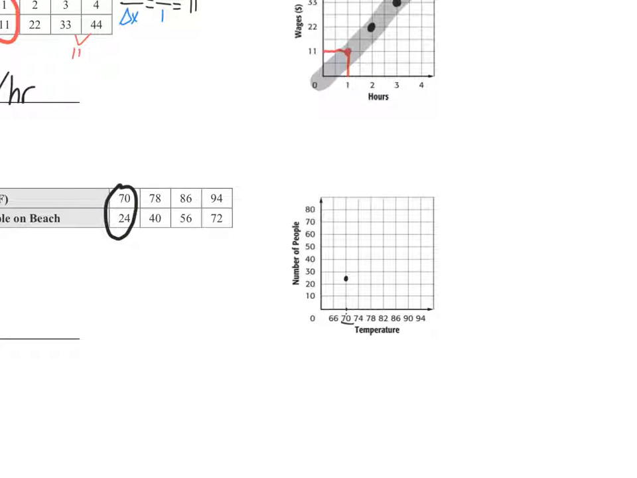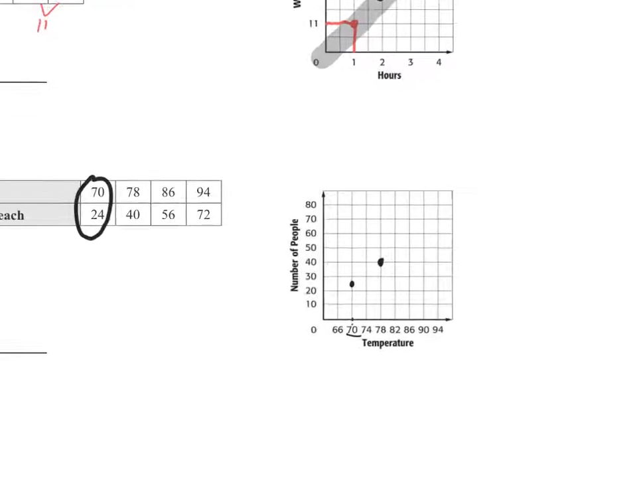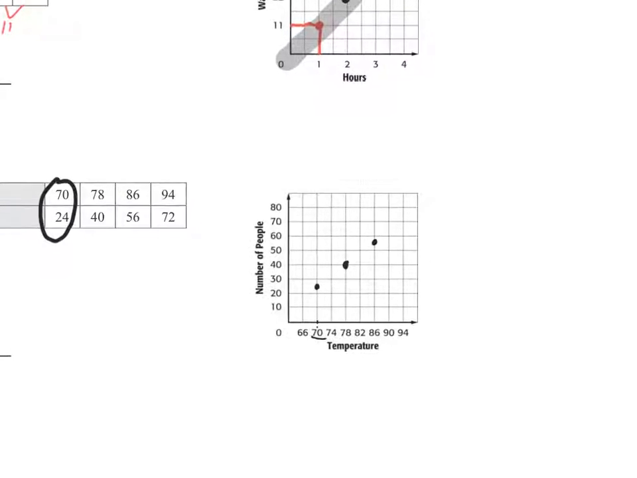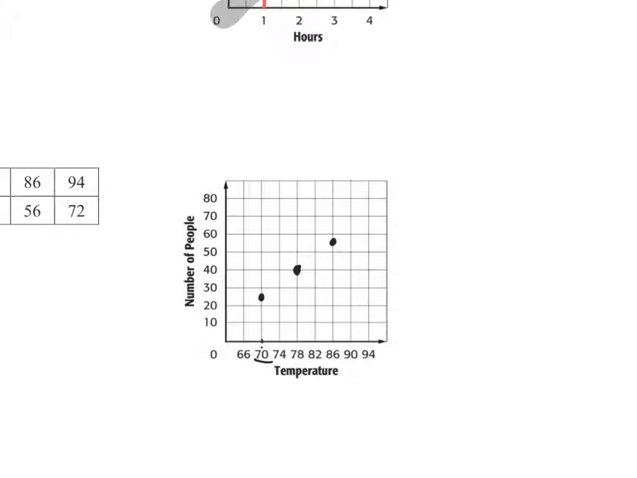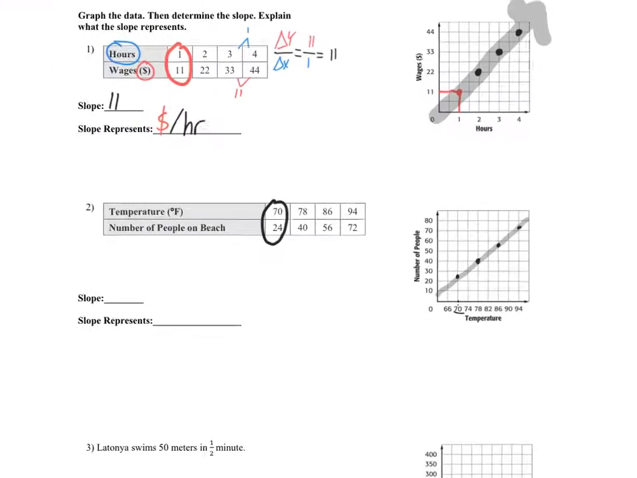Next is 78 degrees for 40 people. So I found 78 degrees, and then there's 40 people. 86 degrees with 56 people. So 86 and 56. Again, I have to estimate it a little bit. And 94 for 72 people. So right around in there. What's kind of unique about this graph is whenever we plot the points, if I draw my line through it, it's not actually going to go through 0, 0, which will matter later on. But for right now, this is just kind of a rough estimate.